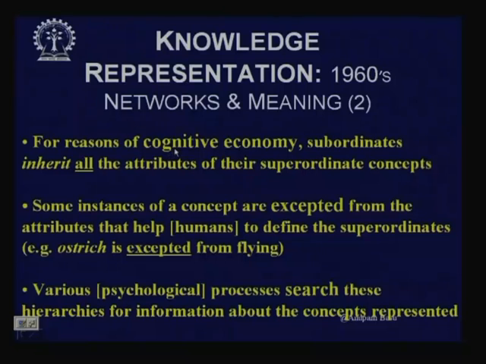Now, however, we cannot store everything in a computer, or might be in our human mind also, we do not explicitly store everything. So, we often talk of cognitive economy. That means, how much do we store? So, for reasons of cognitive economy, subordinates inherit all the attributes of their superordinate concepts. So, what does it mean? It means that if I had specified something about bird, then those attributes will be inherited by whoever are descendants in that hierarchy. Let me give another example to make the thing clear.